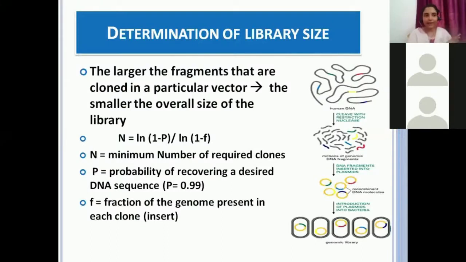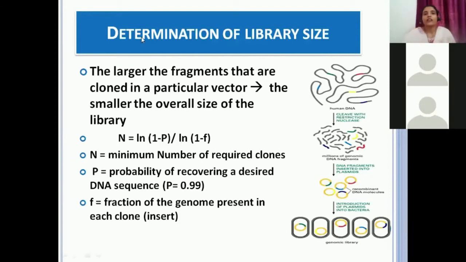You learned about BAC library, you learned about YAC library. Now a small topic that comes inside this is, how do you know how many clones we need? If we are given a genome size, how many clones should we make? That is how we can determine the number of clones, by determination of the library size. There is a very simple formula for that. You just have to put it in the calculator and find it out.